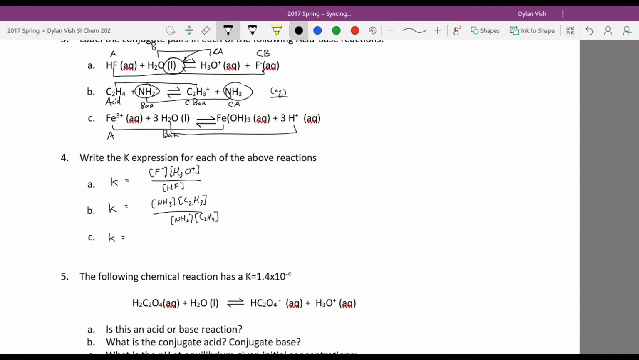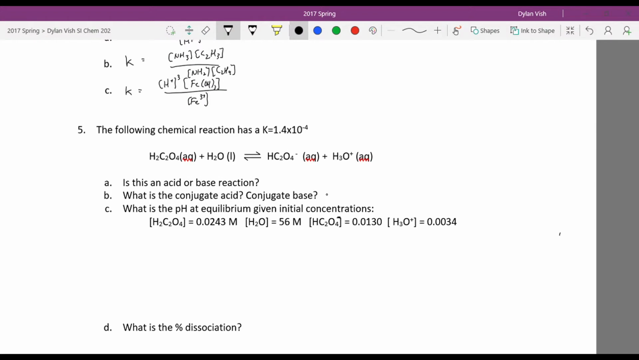So our final K value here, we have K is equal to products, H plus, and that's cubed because we have that coefficient of 3, FeOH taken 3 times, all over Fe3 plus. Now again, H2O is not included because it is a liquid.